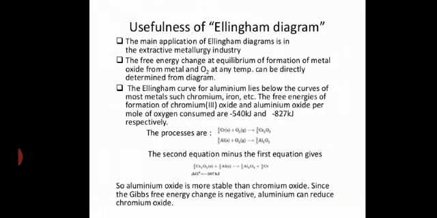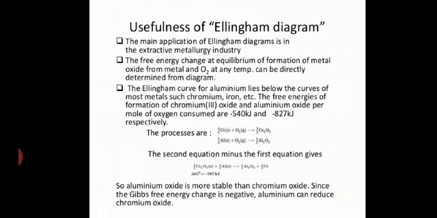Got it? So the Ellingham diagram is quite useful to interpret the favorable conditions of temperature in the pyrometallurgy of the extraction of some metals like iron, copper, zinc from the respective ores. Clear? From the Ellingham diagram we can say that aluminum oxide is more stable than chromium oxide. Since the Gibbs free energy is negative, aluminum can reduce chromium oxide.